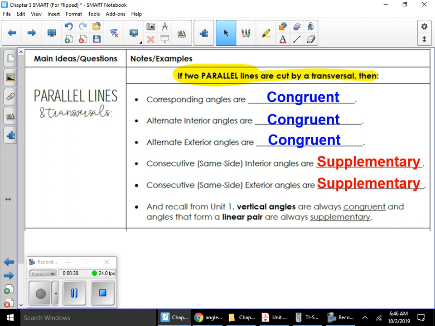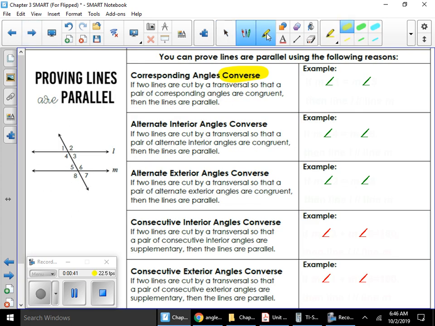So we can change it to: if you have those two lines cut by a transversal so that a pair of corresponding angles are congruent. See, now congruent comes first, then the lines are parallel. So this whole section is still playing with the same relationships. Hey, corresponding angles, are they congruent? Consecutive interior angles, are they supplementary? We're still playing with the same relationships, just going the other direction.